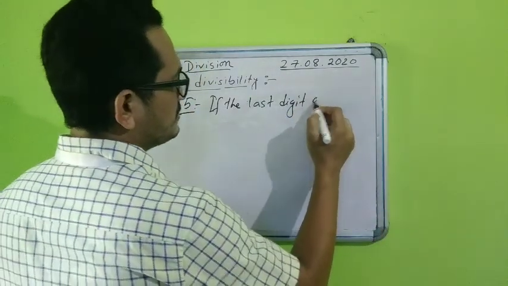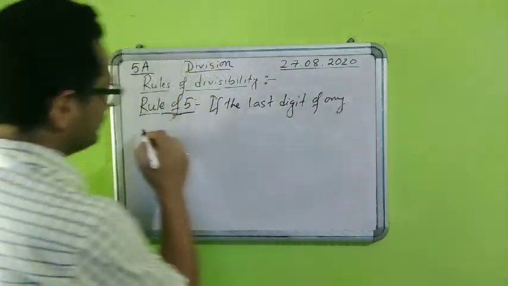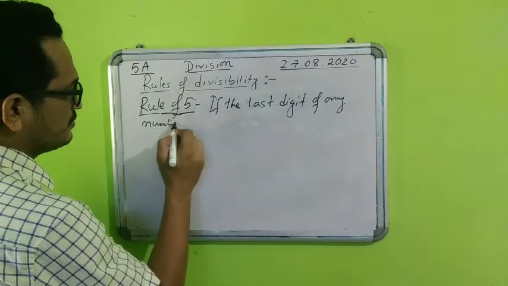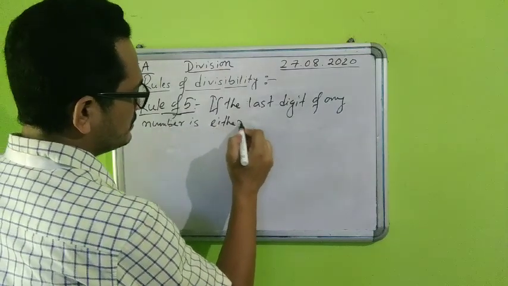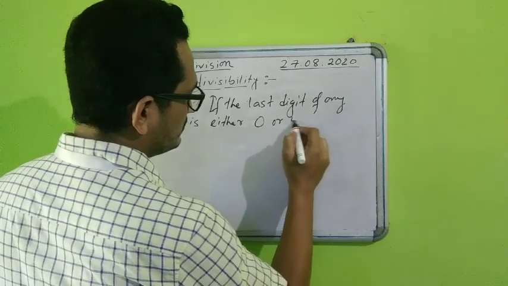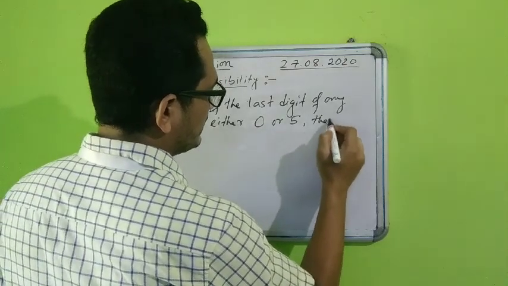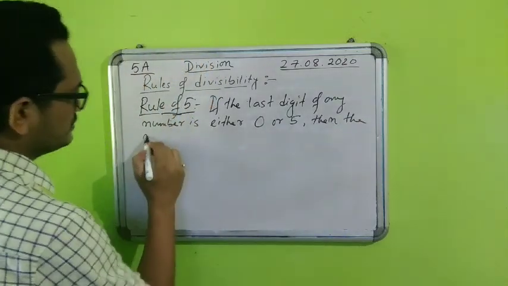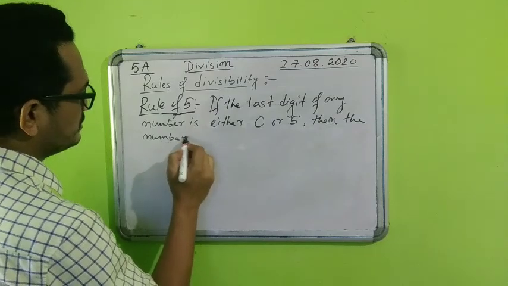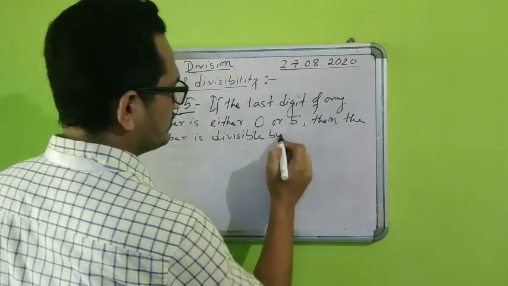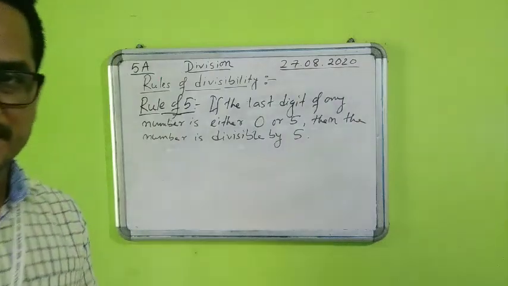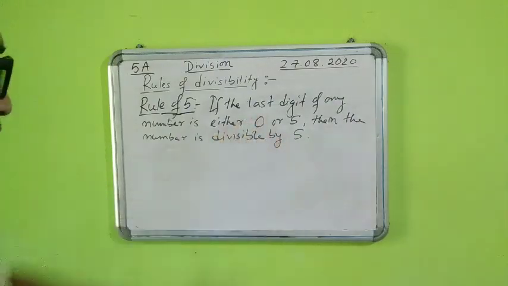If the last digit of any number is either 0 or 5, then the number is divisible by 5. So see, this is a very easy rule. Please write down this rule.